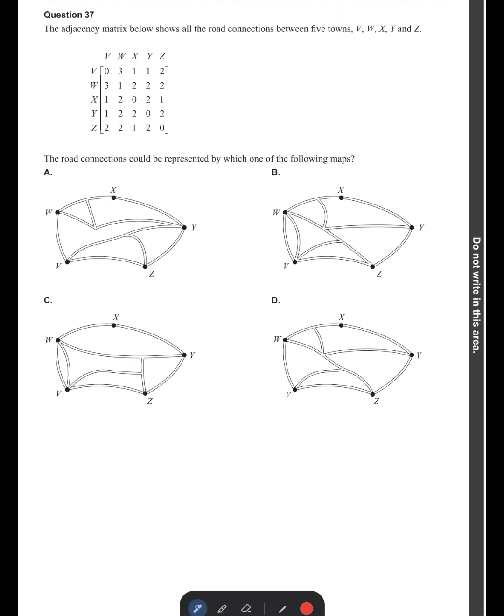Okay, the adjacency matrix shows all the roads connecting these 5 towns. The road connections could be represented using which of the following? All right, so I don't really like these questions, but we got to do it really methodically. So V goes to W in 3 different ways.